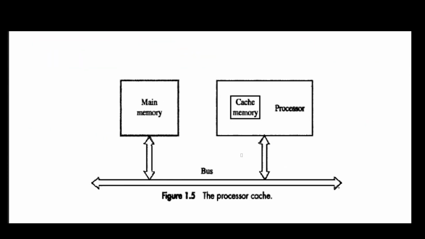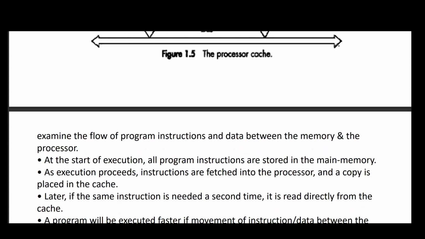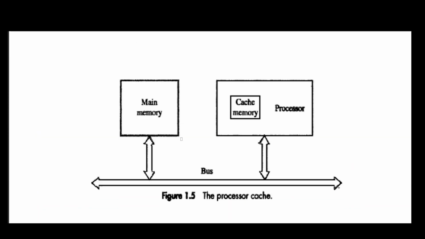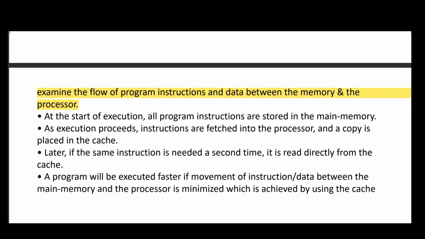Next we will be reading about cache. This also comes under performance; it is part two of the performance. What happens when the processor has a cache? You all know cache is the fastest and smallest memory that you learned in your previous semesters. So let us examine the flow of program instructions and data between the memory and processor, how the data and instructions flow between the two.